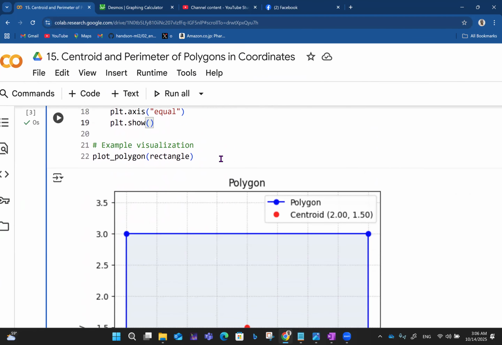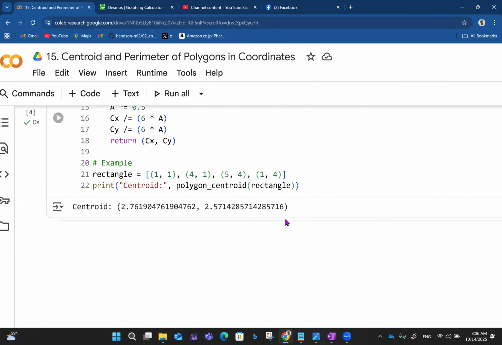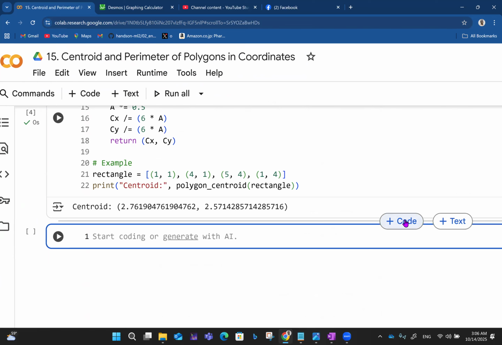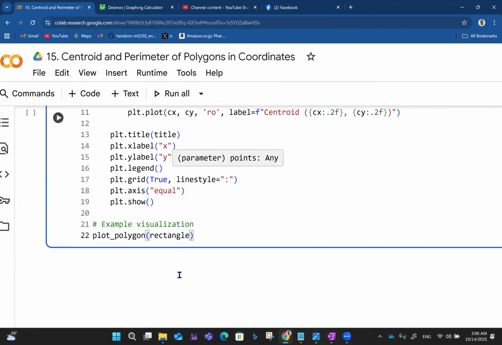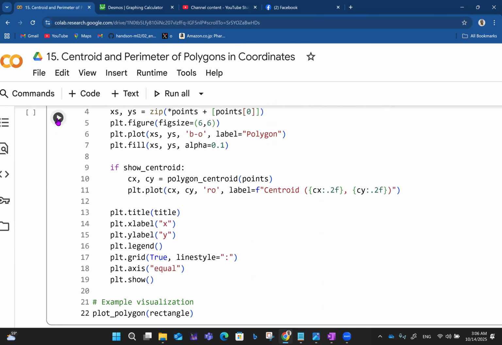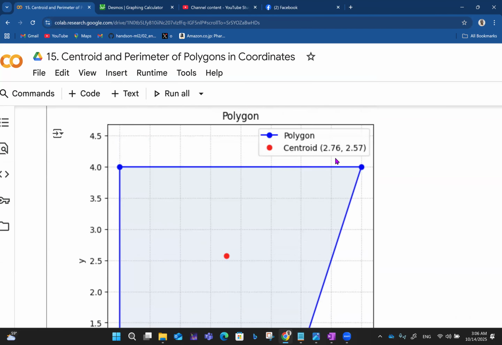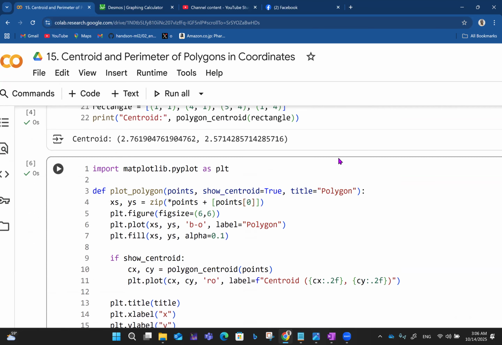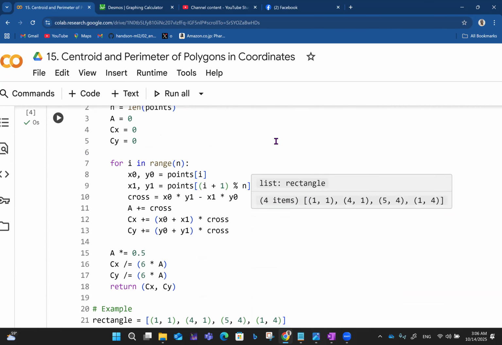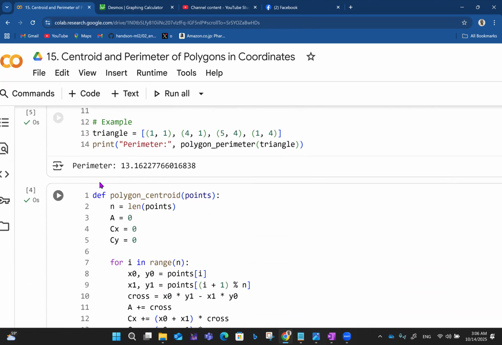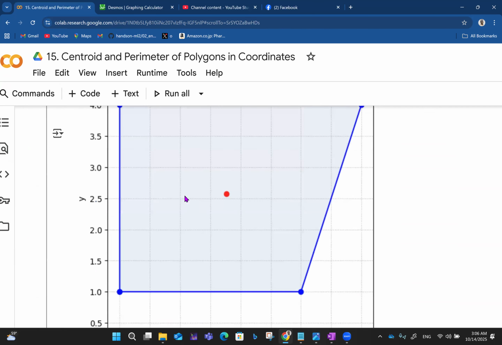We can do the plotting to show the centroid and all that. So just bring this down now. And I think we don't need to change anything. Everything is fine because it just flows. Yes, so you see this now. The centroid is 2.76, 2.57. It's just about changing the coordinates and everything is new here. Okay, so that's something, right.